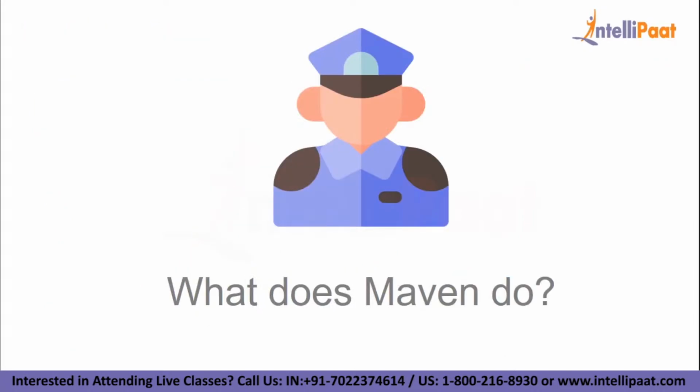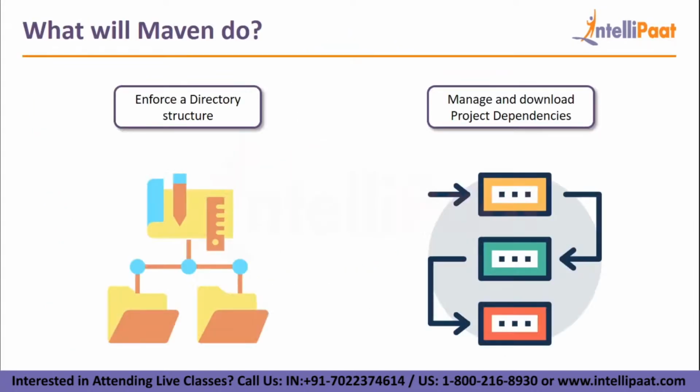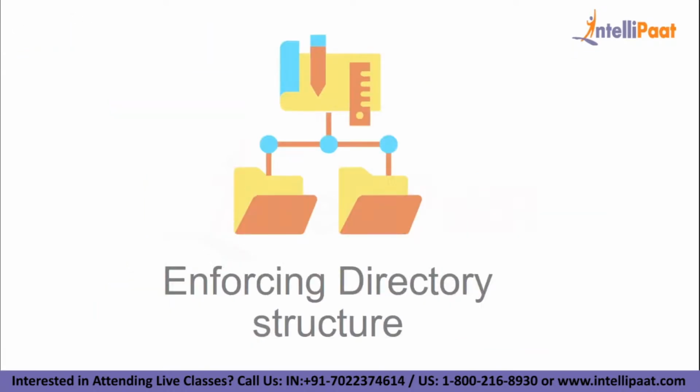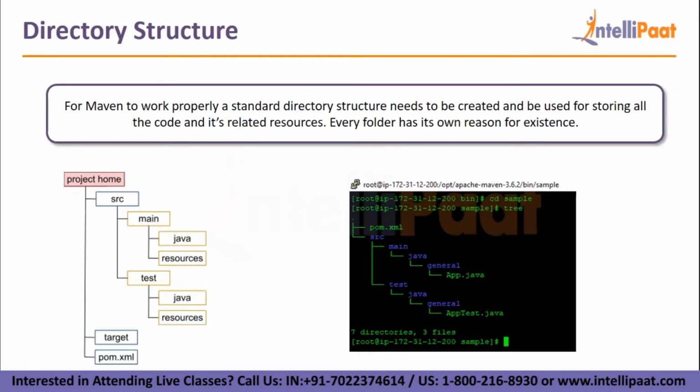What does Maven do? It enforces a directory structure and manages and downloads project dependencies. Enforcing directory structure: for Maven to work properly, a standard directory structure needs to be created and used for storing all the code and its related resources. Every folder has its own reason for existence. As we can see, inside the project home there are three things: src, target, and the pom.xml file. And all these folders serve their own purpose.